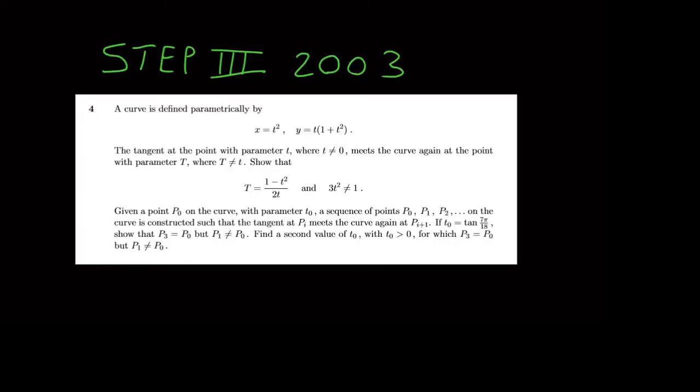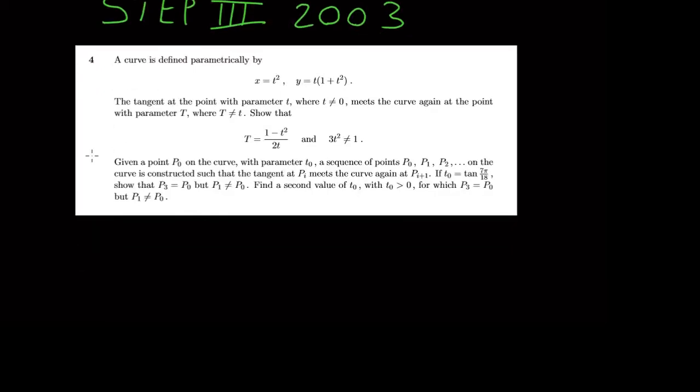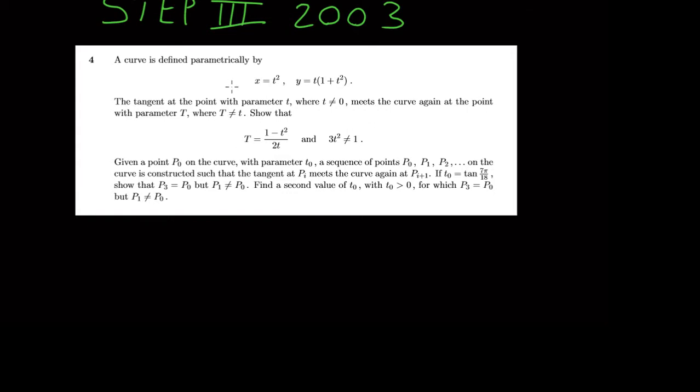All right, so this question is basically you have a parameterized curve, parameterized by these 2 points here. And we want to find if you draw a tangent at any point, apparently it'll come back and hit the curve at another point. We've got to show what the coordinate of that point is.